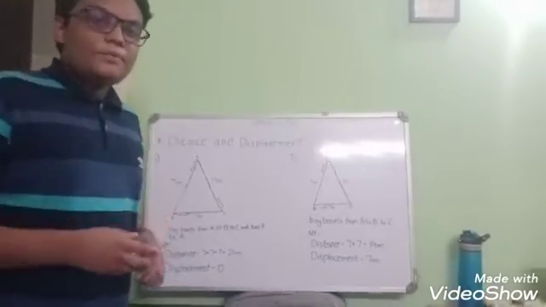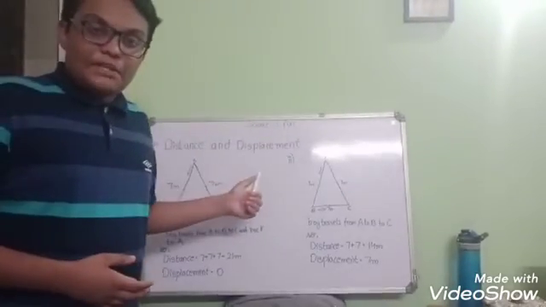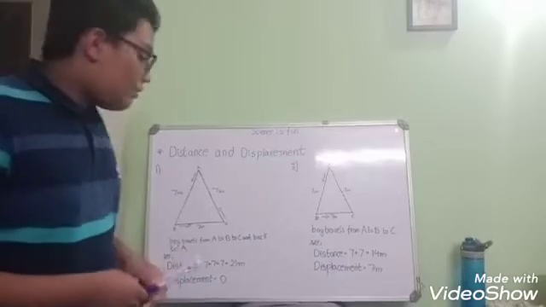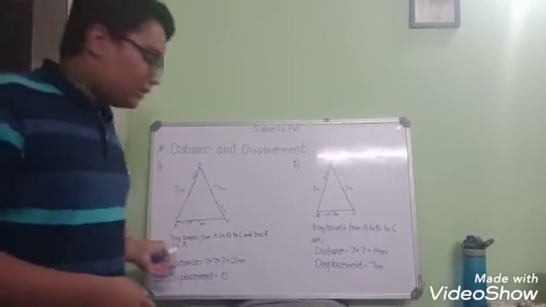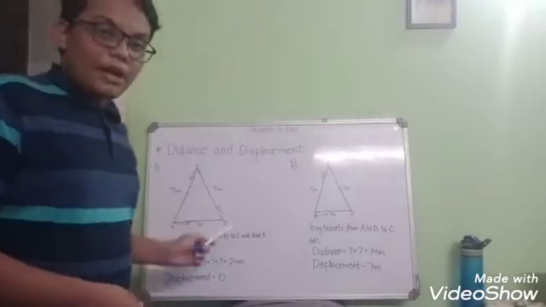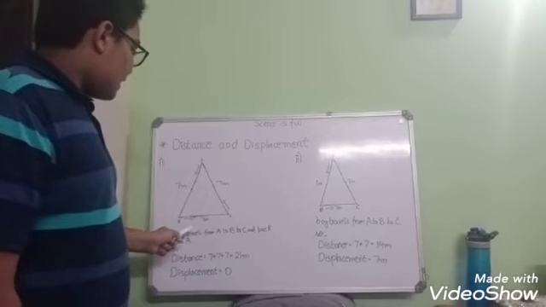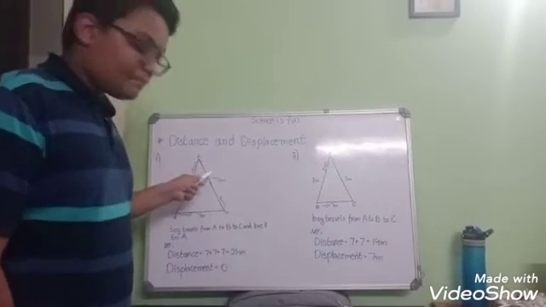So, now I am going to practically represent the differences between distance and displacement. I have told you the meanings earlier in this video. So, now let's look into this diagram. In this diagram, there is a triangular path and each side of the triangular path measures 7 meters. So, the question is, a boy travels from A to B to C and back to A.